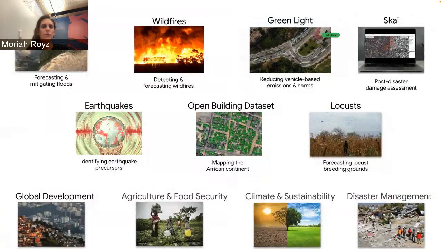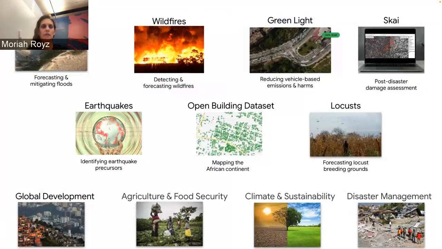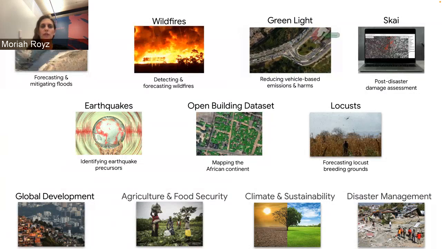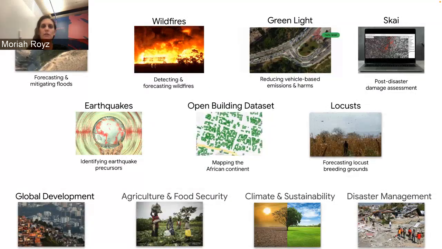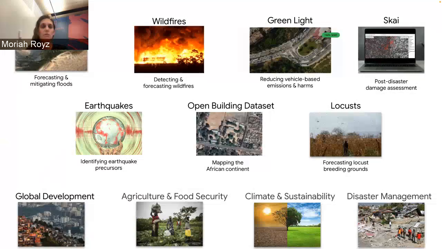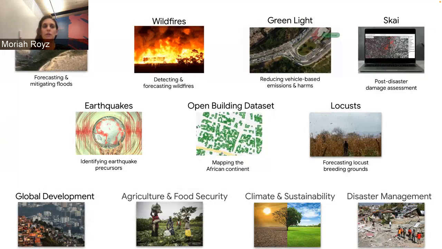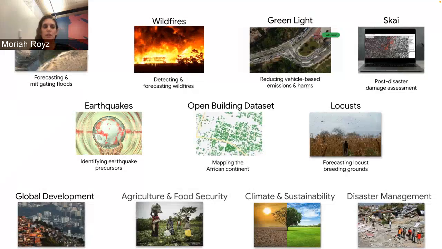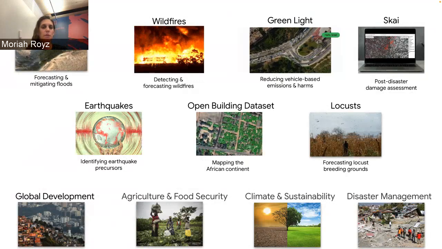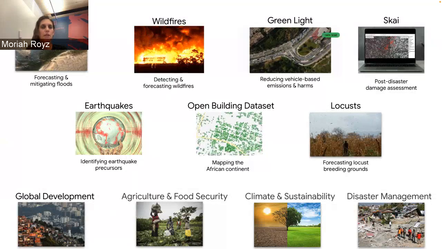These are just part of the projects that we're working on. Floods and wildfires are in a very advanced stage. We also do what we call Green Light, which is optimizing traffic lights to reduce emissions. Sky is post-disaster damage assessment at the level of the building. We do some research on earthquake modeling. Open Buildings is a dataset to identify specific buildings, and we added them all to Google Maps, but it's also an available dataset out there.